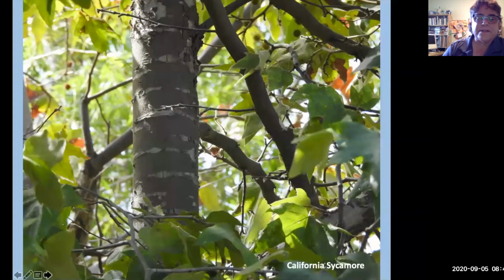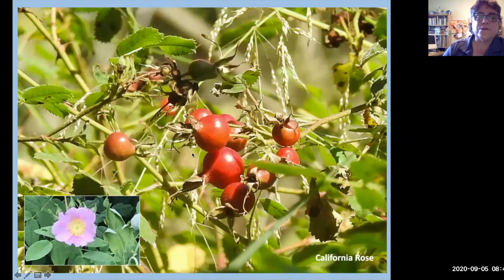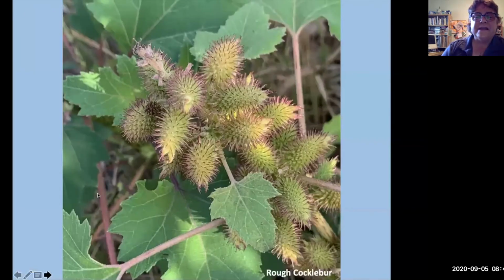There's a California sycamore tree, beautiful tree. And then these are rose hips. This is, again, another indigenous food source or drink source. This is what the flower looks like in spring. This is basically the seed pod of the rose. This is a great plant.